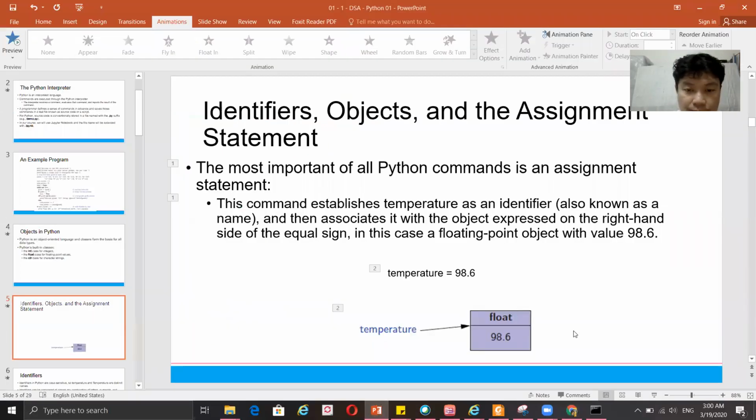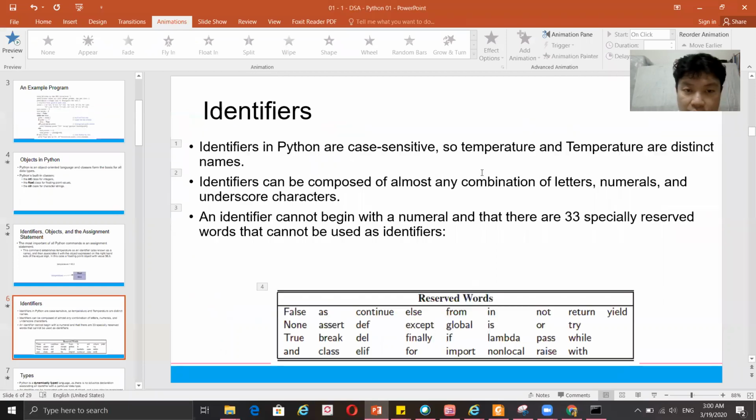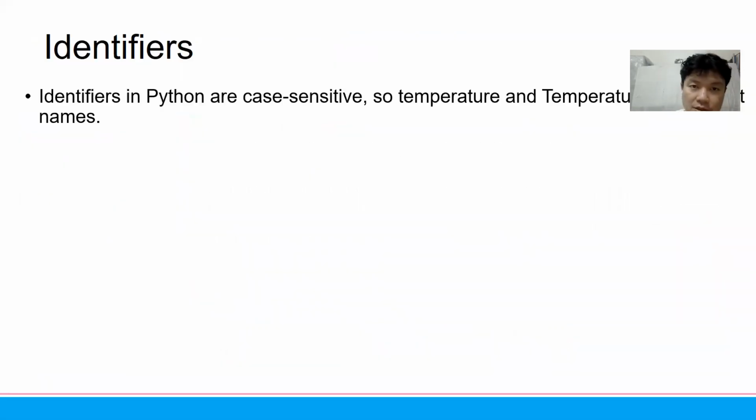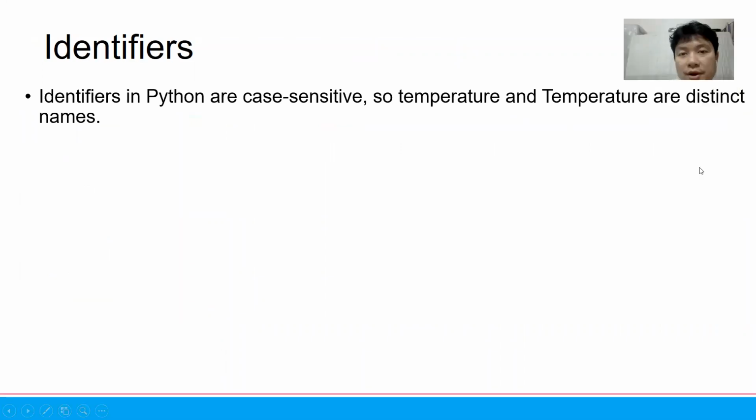So the identifier in Python is case sensitive. If you already make the variable temperature with a small t and you want to get the temperature with a big T, they are different.